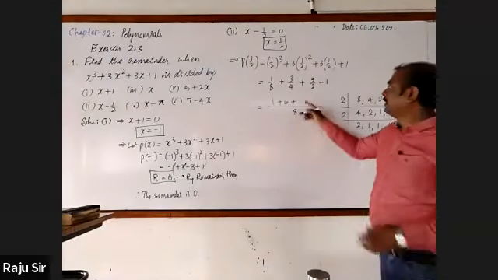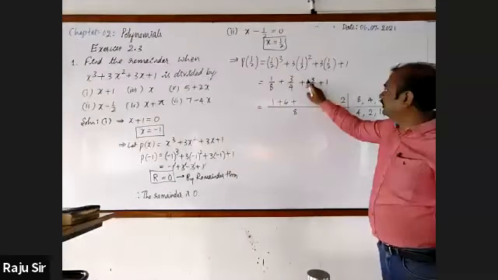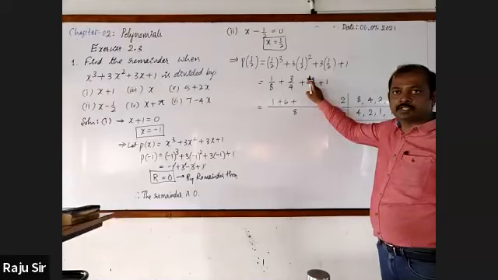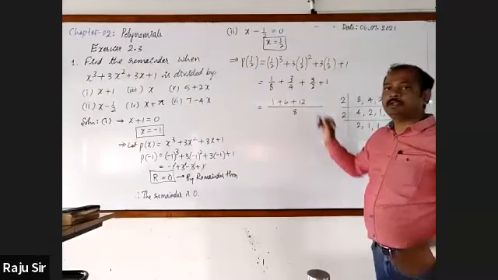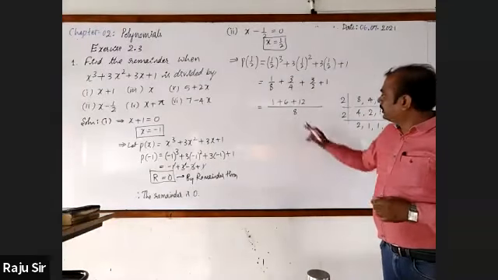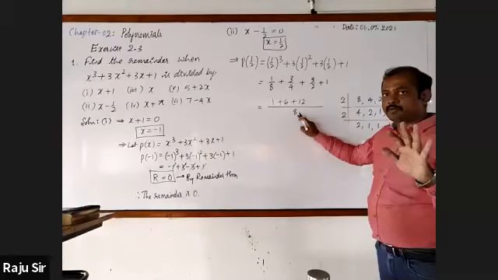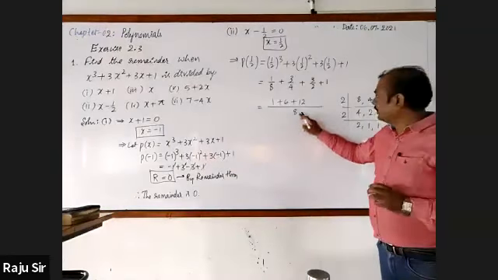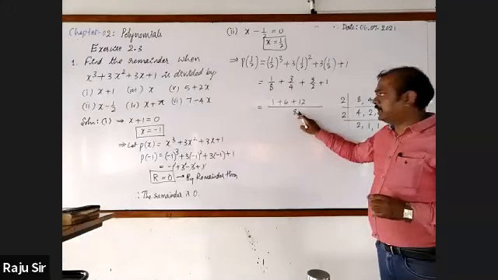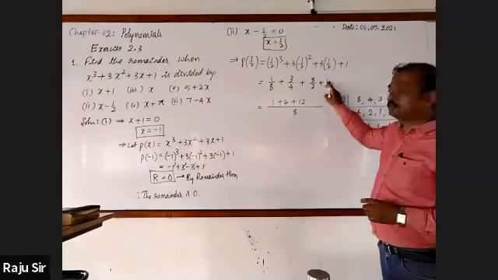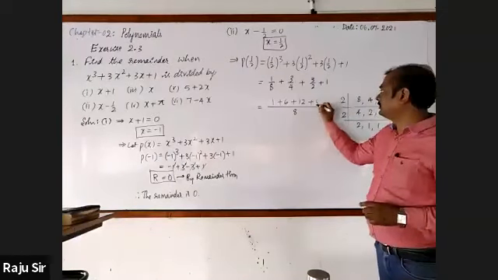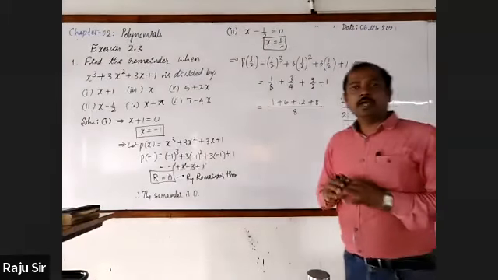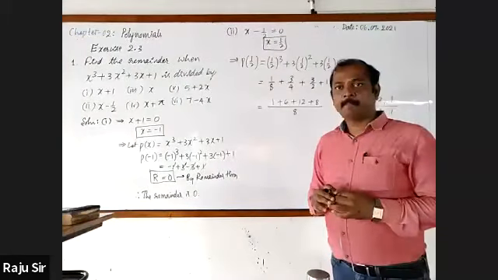Observe. Multiply 8 with the third term. Here 2 1s are 2, 4 3s are 12. Plus 8. Yes. Here, multiply the LCM 8 with the last term. 8 1s are 8. Have you understood? Yes, sir.